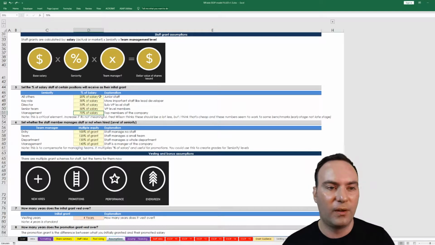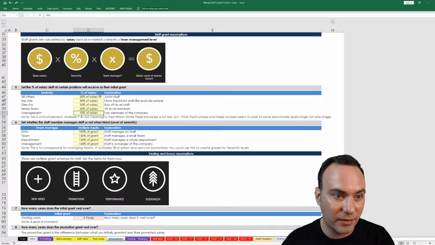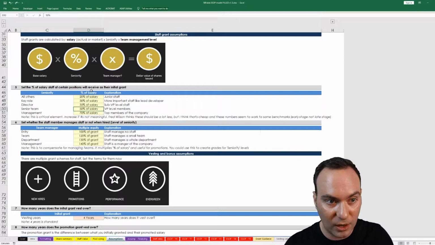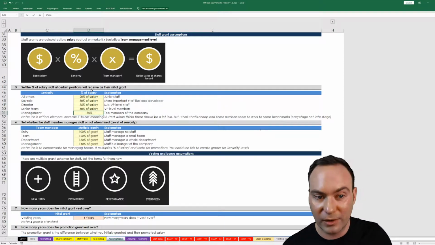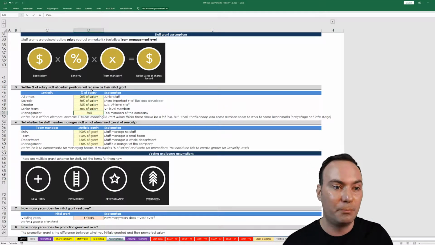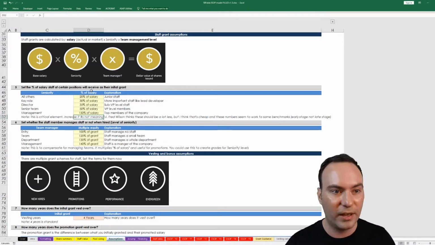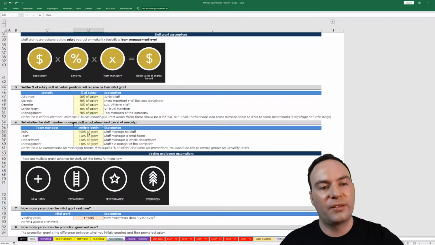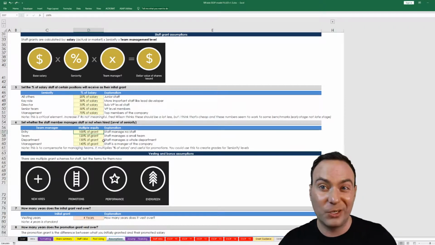I have this automated formatting, so it says 70% of salary here, but I just typed in 70%. So you could decide that you want to pay management 150% of salary. You don't have to type 100% of salary, you type in 150, and it says 150% of salary. Same thing here, you're going to 75, 75. Easy.